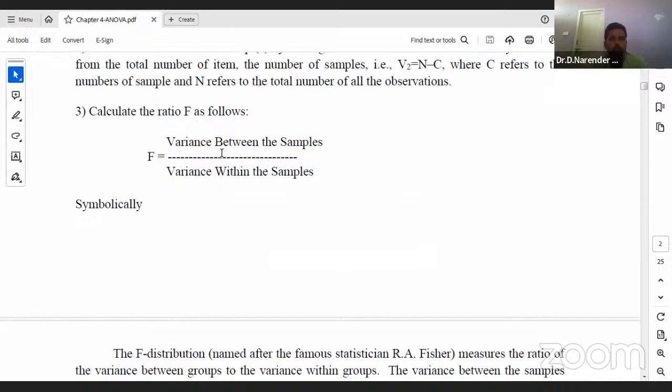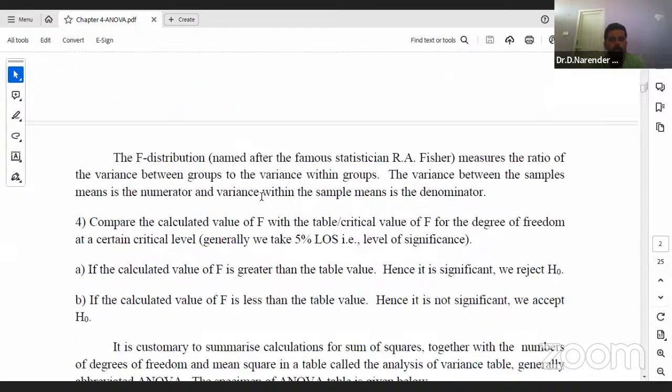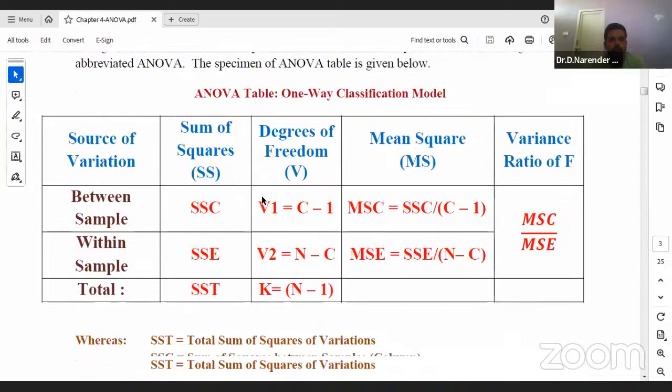F is equal to variance between the samples divided by variance within the samples. In the previous class we discussed this table, that is, the ANOVA table for the one-way classification model: sources of variation, sum of squares, degrees of freedom, mean squares, and variance ratio of F. Between samples, within samples, then total.